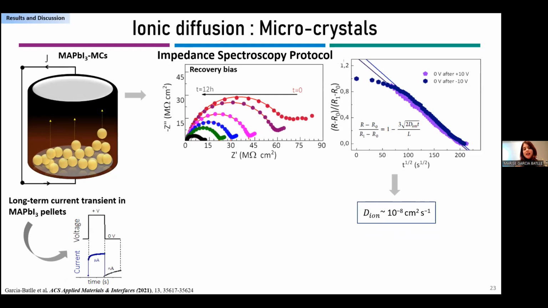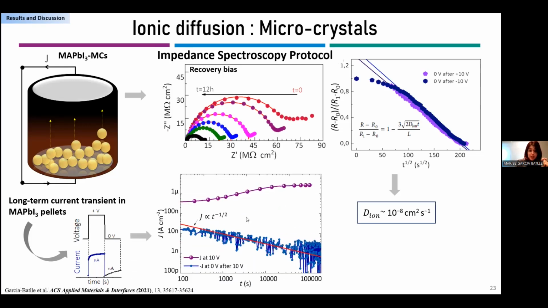So then we have to see, because at this point we were studying ionic diffusion just by using impedance spectroscopy. So we need another approach. In this case, we use chronoamperometry measurements, which is called the long-term current transient in our devices. And you can observe here, we apply a voltage and then we leave the sample to relax at zero bias, again, short circuit condition. But in this case, we record the current of our device. And as you can observe here, this is the current response at 10 volts, and this is the short circuit response.